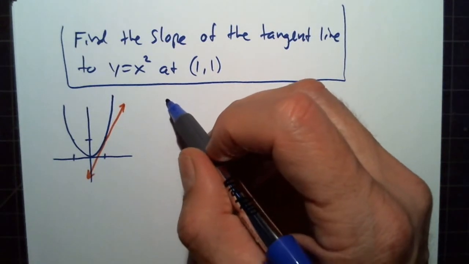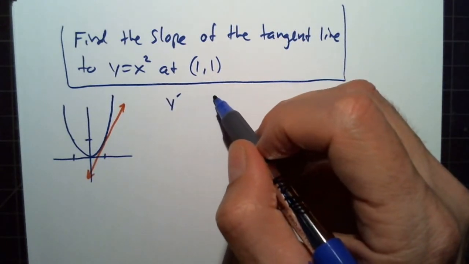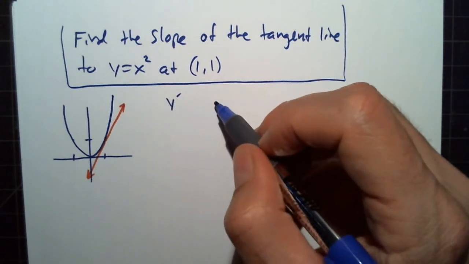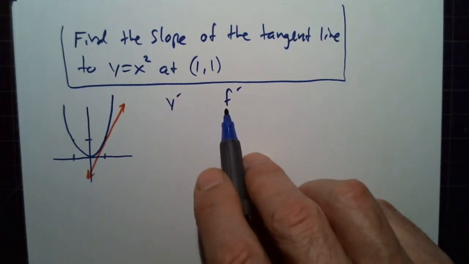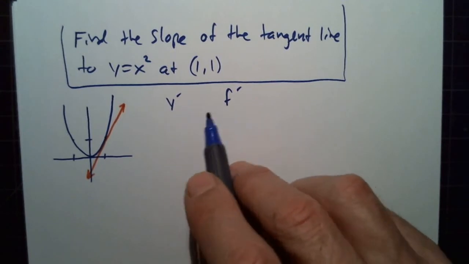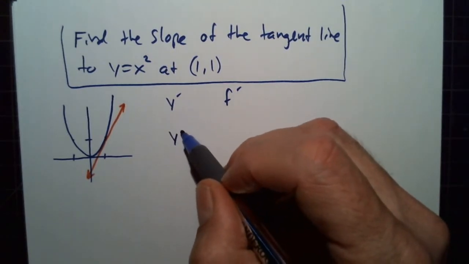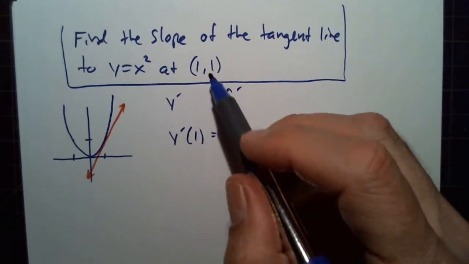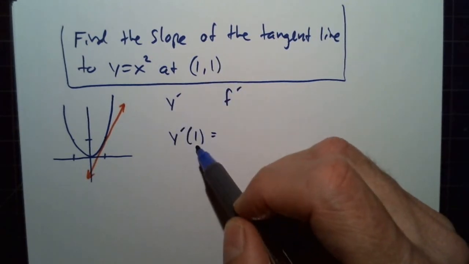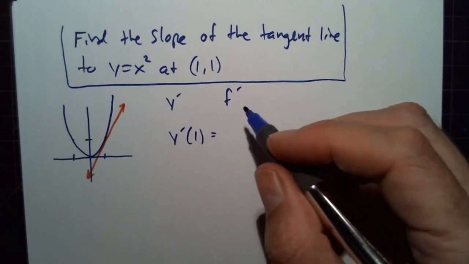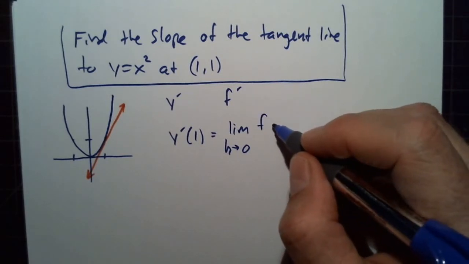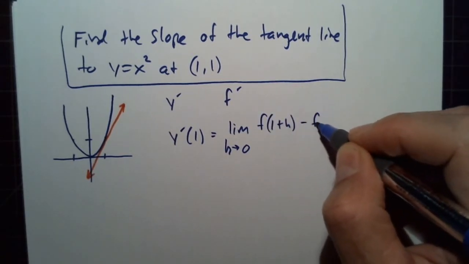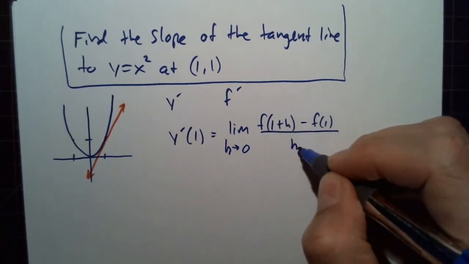And the slope of the tangent line, here's some notation. We could write y prime, or f prime. Each of these means the slope of the tangent line, also called the derivative. So we can write y prime at 1, the derivative of y at 1, or the slope of the tangent line of y at 1, they all mean the same thing, is going to be the limit as h goes to 0, f of 1 plus h minus f of 1 over h.